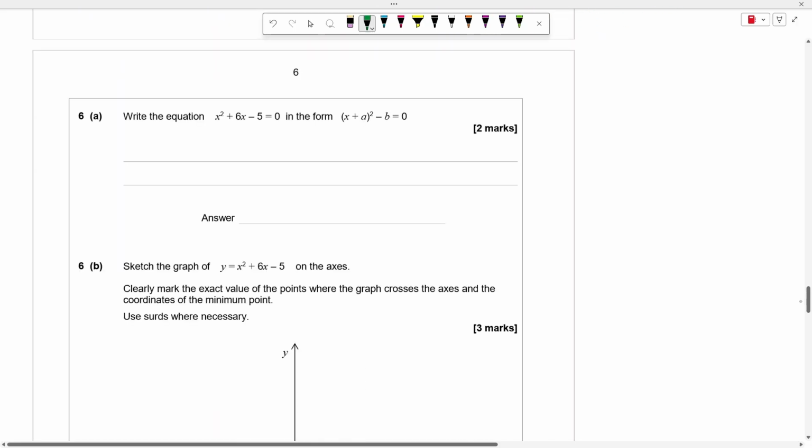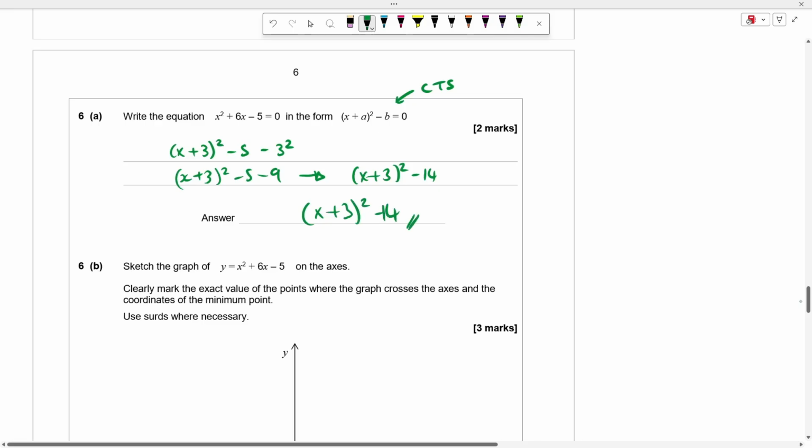Then working with question 6, it says write the equation of x squared plus 6x minus 5 in the form of completing the square. So this is completing the square. For this, it's going to be x plus 3 squared minus 5 minus 3 squared. That's x plus 3 squared minus 5 minus 9, which gives me x plus 3 squared minus 14. And there we go. And equals 0 we need to write.